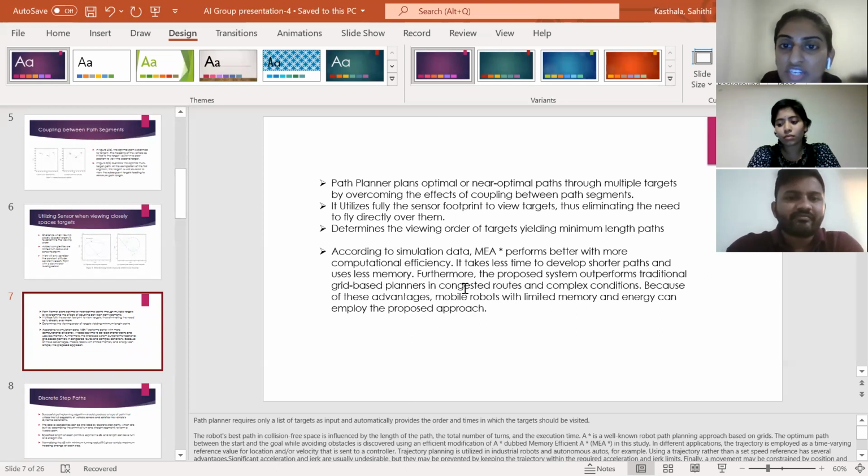According to the simulation data, MEA-star performs better with more computational efficiency when compared to other path planning algorithms. It takes less time to develop shorter paths and it uses less memory. Furthermore, the proposed system outperforms traditional grid-based planners in congested routes and complex conditions. Because of these advantages, mobile robots with limited memory and energy can be employed in the proposed research.